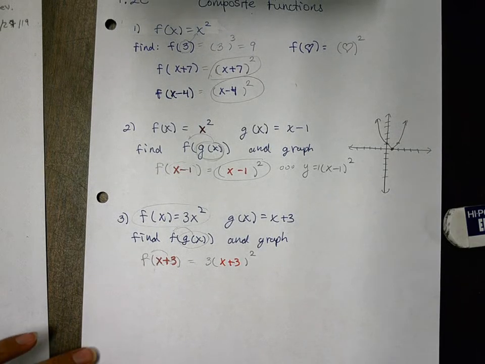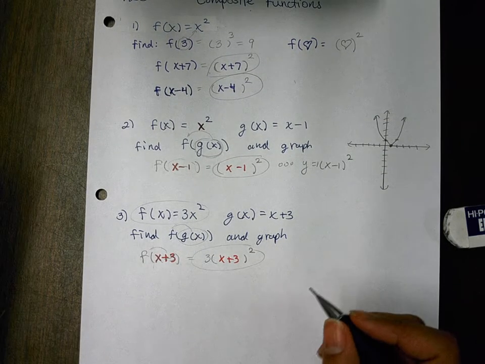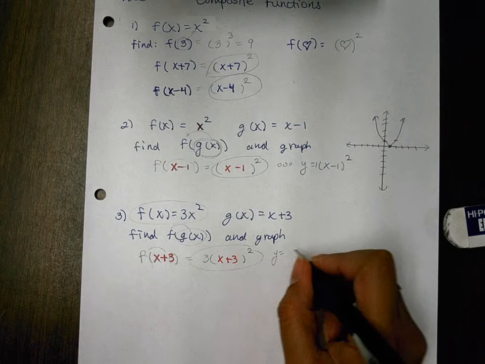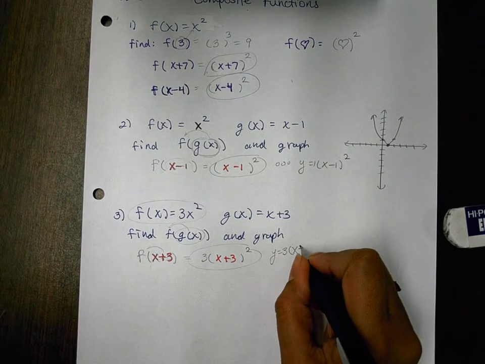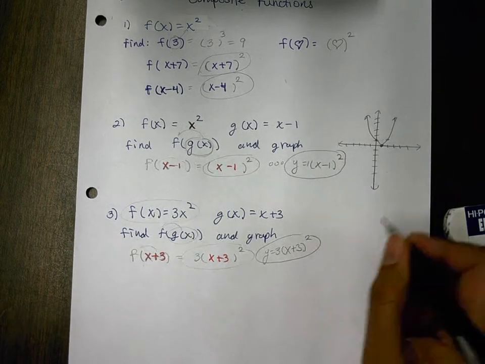And that there is my answer. I'm going to write it as y equals 3 parentheses x plus 3 quantity squared, and graph.